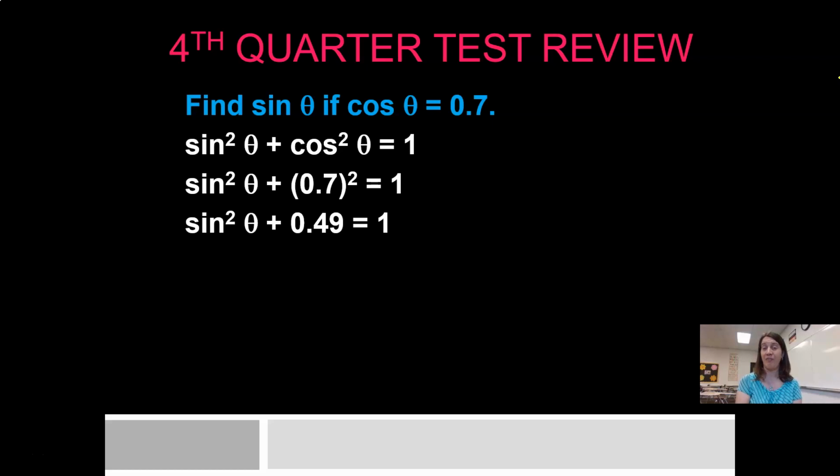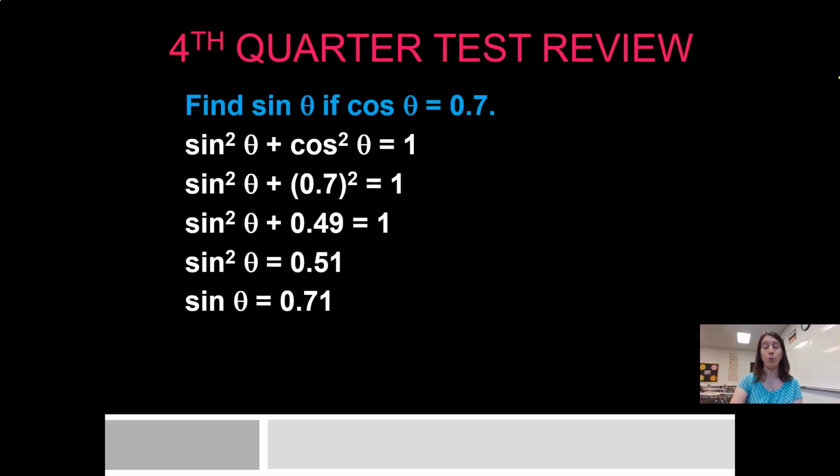Well, the question says to find sine, which means I need to get sine all by itself. You're just solving a basic algebra problem here. What do I need to do to get sine by itself? Well, step number 1 is to subtract over that 0.49. 1 minus 0.49 was 0.51. One more step to get sine by itself. The sine has a square on it. What's the opposite of a square? It's a square root. So on my calculator, I did the square root of 0.51, and I found out that sine theta was equal to 0.71 for my final solution.